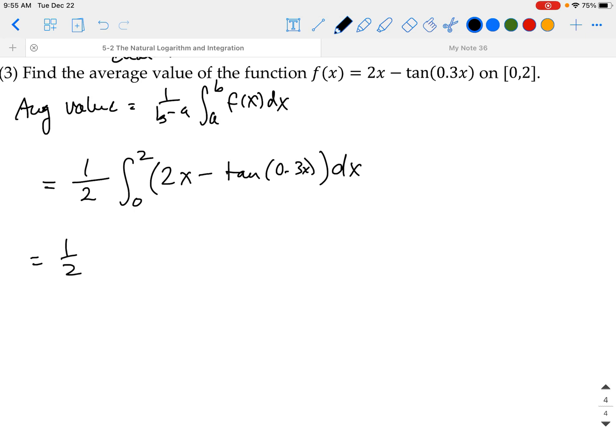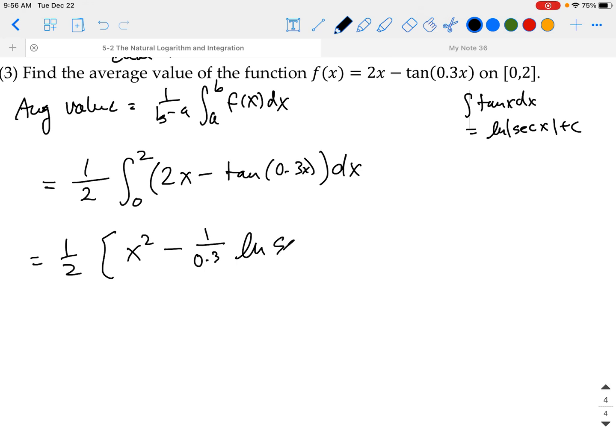And so this one we can kind of just do directly. You could do a u sub on the tangent if you want to. And note we can integrate these term by term. So the integral of 2x, of course, is x squared. And then the integral of tangent, if you remember from earlier, can be written as the natural log of the secant of that function. But we do have this 0.3 that we have to account for. So working backwards, we'll get 1 over 0.3 times the natural log of secant 0.3x. And all of that is going to be evaluated from 0 to 2.